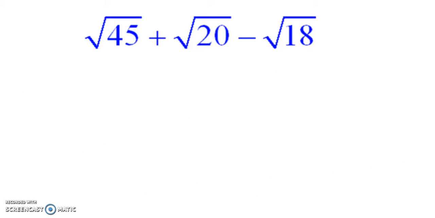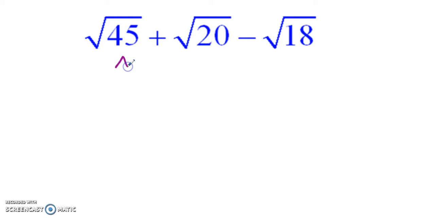And then lastly, I could give you a problem like this: the square root of 45 plus the square root of 20 minus the square root of 18. If I look at this right now, I can't do anything because the radicals are not the same. But what you're going to want to do is break them down and see if any of them become the same.